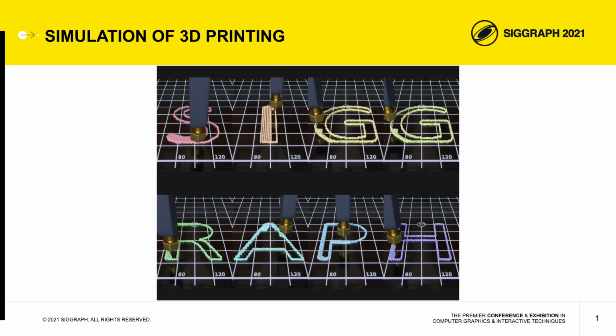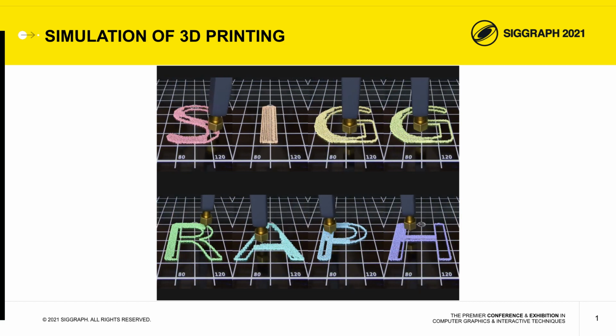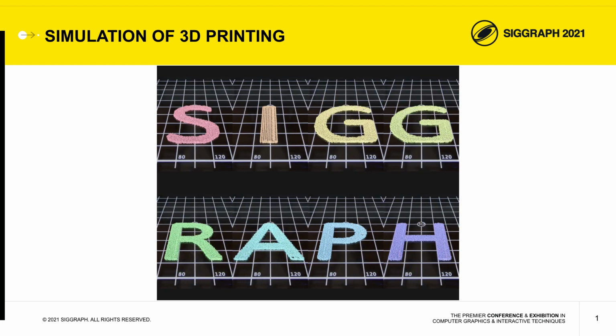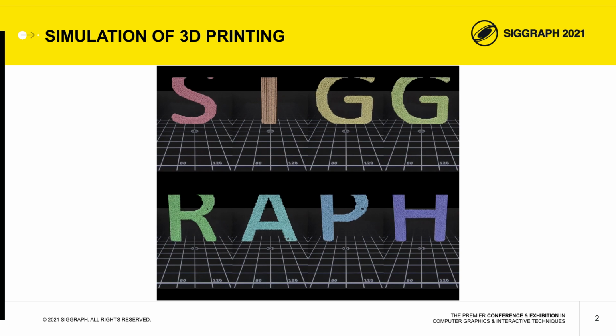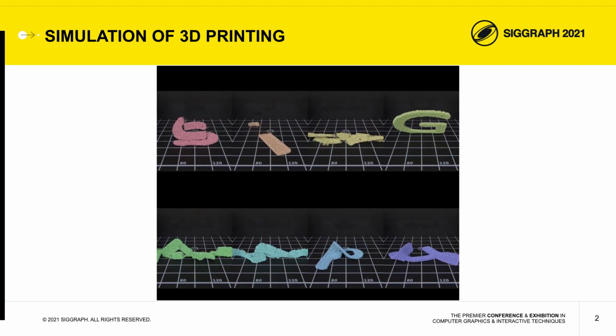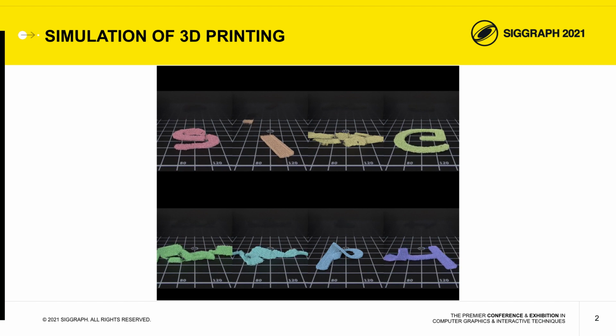Finally, we show another simulation of 3D printing, where we print the individual letters of SIGGRAPH, and subsequently drop them on the printer bed to show elastoplastic deformations. Note that each letter deforms differently to highlight the wide variation in material properties that our method can capture.